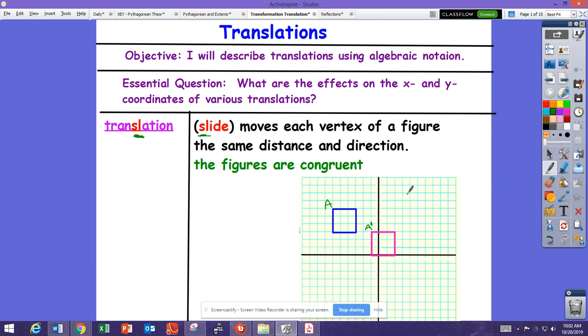And every point would also have had that same movement. So if we call this B, and if we count it over, 1, 2, 3, 4, 5, and then down 1, 2, 3, that's B prime. Every point is moved the same distance, the same direction. That would be true for C and D, which would make these C prime and D prime. And also it said the shapes are congruent, so these shapes are the exact same size.